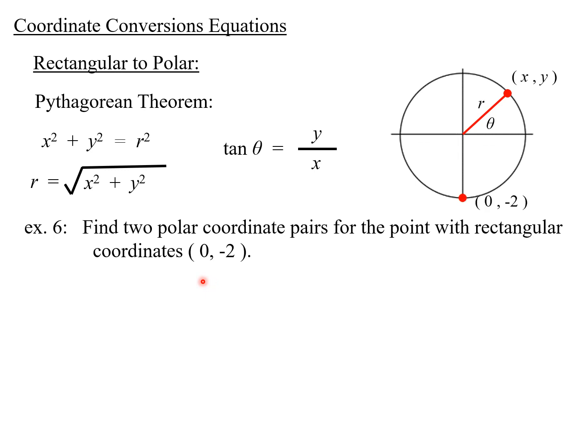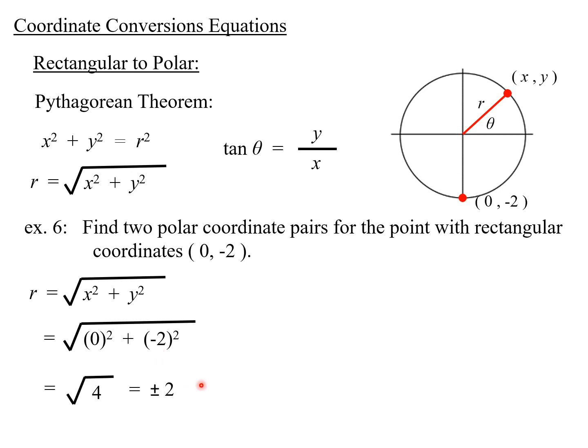To find the r, we're going to use the Pythagorean theorem. It's 0 squared plus negative 2 squared. 0 squared is 0, negative 2 squared is 4. And so we get the square root of 4, which is plus or minus 2.